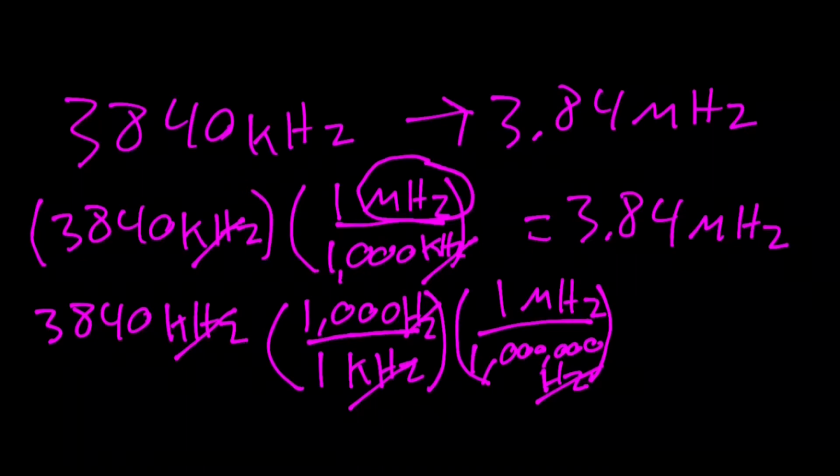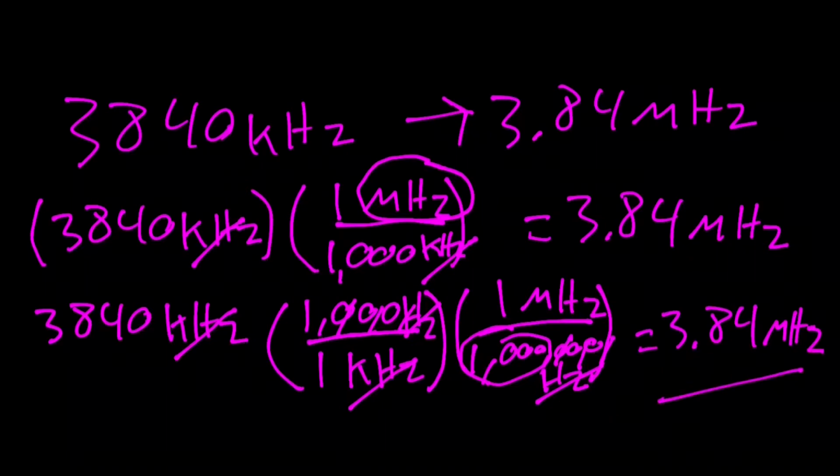So you can put this all through the calculator, but you can also start crossing out zeros. The zeros up here, cross that out here and here, because there's 3 zeros here. And all you really need to do is divide 3,840 by 1,000 to come up with the same number of 3.84 megahertz.